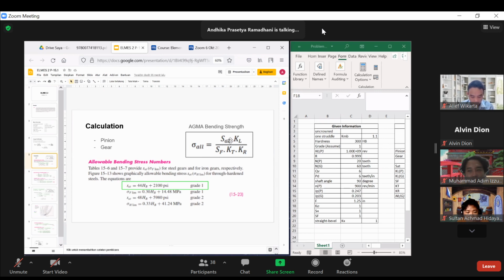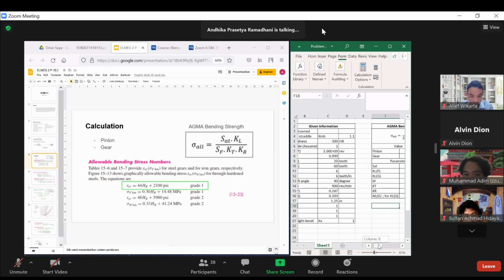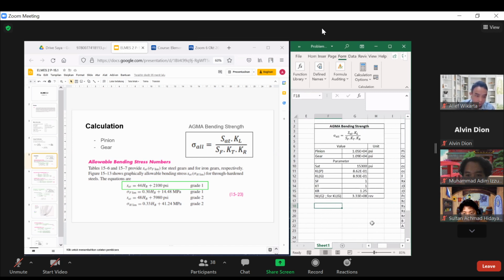Start with the SAT parameters. Here I assume this is grade 1, so I use this formulation. Maybe this Excel is visible, sir? Yeah, I can see the Excel also. Okay, start from this AGMA bending strength. With this formulation, I get a value of 15,300 psi.